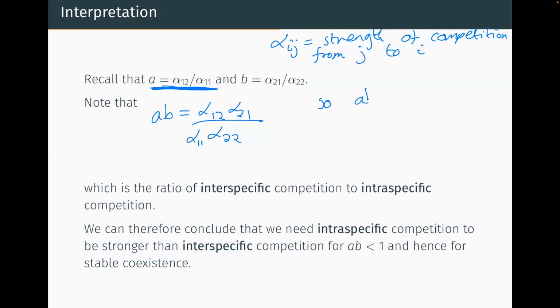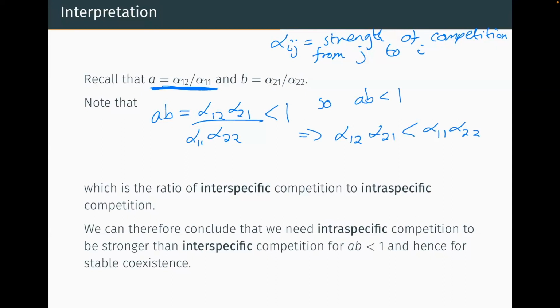So to have AB less than 1, for that to be true, to have stable coexistence, we need alpha 1,2 times alpha 2,1 to be less than alpha 1,1 times alpha 2,2. All I've done here is set this to be less than 1 and then rearranged it. All these alphas are positive, so it doesn't change the sign of that inequality.